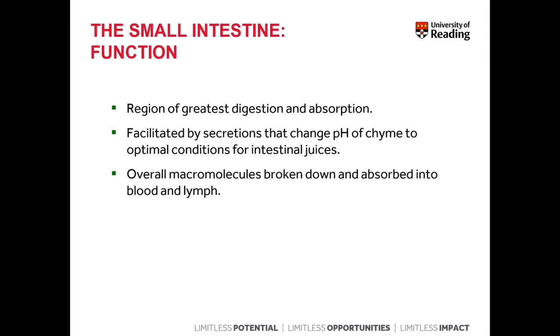And the overall occurrence in the small intestine is that macromolecules, macronutrients, starches, lipids, proteins get broken down into their monomers. Okay, so proteins get broken down into amino acids. Complex carbohydrates such as starch get broken down to monosaccharides, simple carbohydrates, while fats, triglycerides, get broken down into fatty acids and glycerol. And then in the small intestine, they get absorbed via the portal vein or via the lymphatic vessels.